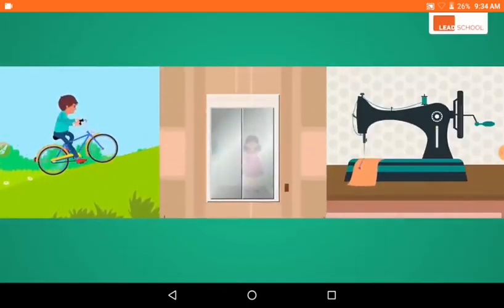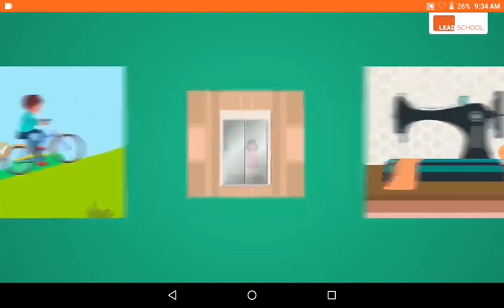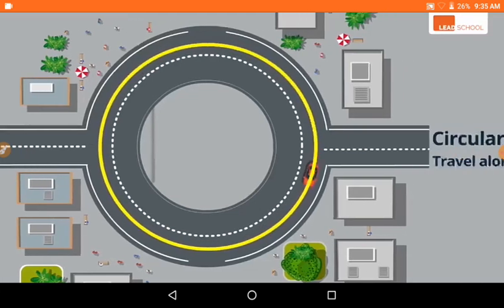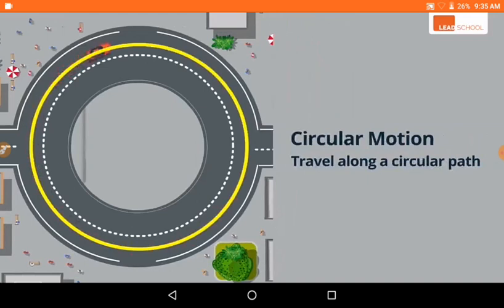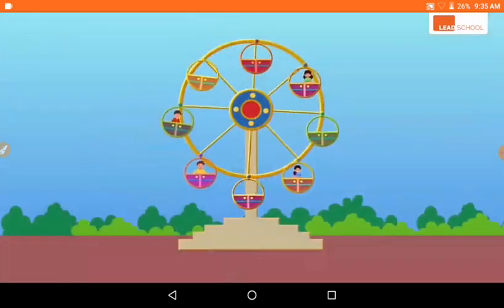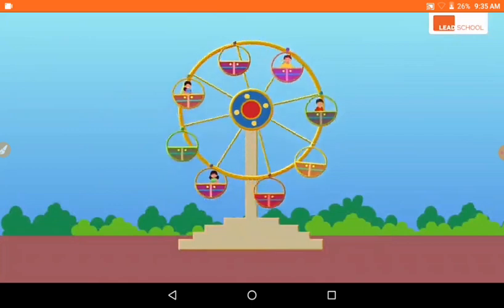In the previous video, we saw several types of linear motion. Now let us consider something different. How about a car moving on a circular racetrack? It must keep turning to remain on the racetrack. Such motion, when a body travels along a circular path, is called circular motion. In circular motion, the object is at a fixed distance from the center. Another example of circular motion is a child on a merry-go-round.